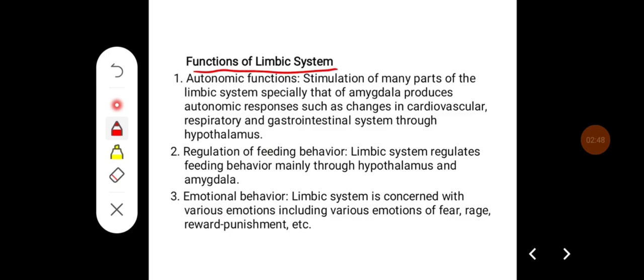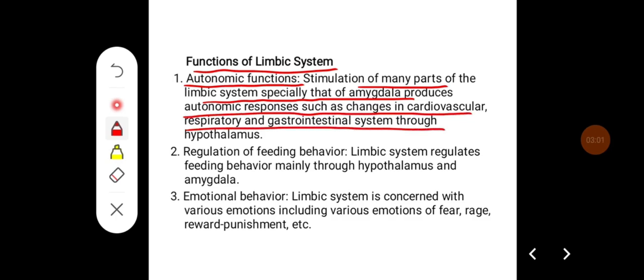Some of the functions of limbic system. They are involved in autonomic functions. Stimulation of many parts of the limbic system, especially that of amygdala, produces autonomic responses such as change in the cardiovascular, respiratory, and gastrointestinal system through hypothalamus. It helps in the regulation of feeding behavior. Limbic system regulates feeding behavior mainly through hypothalamus and amygdala.